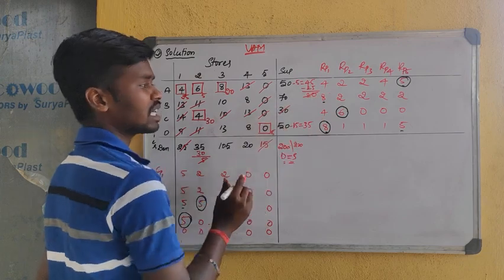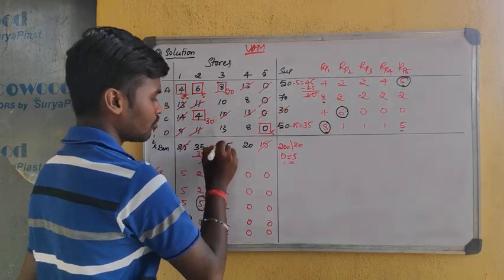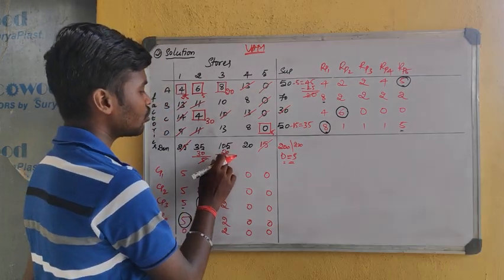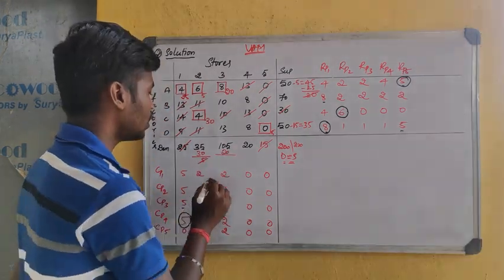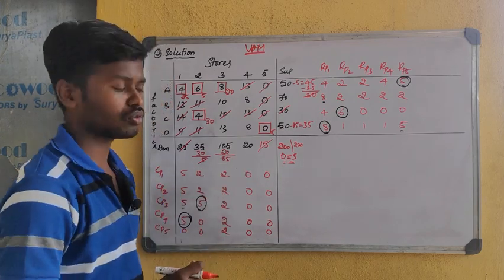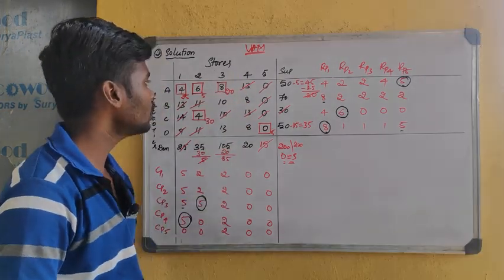So this 20 units, from where are we satisfying? So ultimately this is from 105, that is, from 105 we are satisfying. So after satisfying 20 units from this 105, still you have 85. You need to give 85 units to warehouse 3 or store 3.